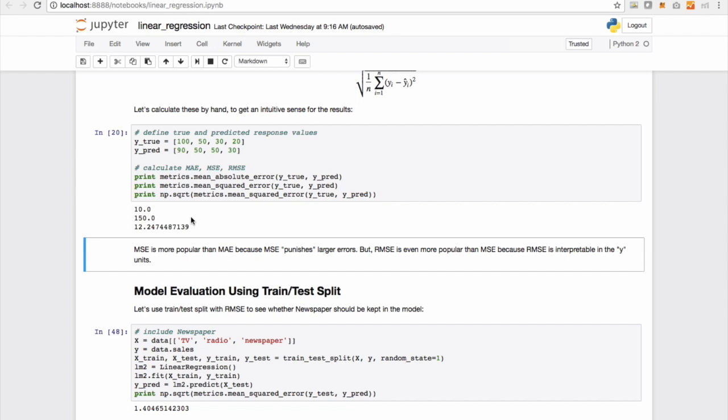But root mean squared error is even more popular than MSE because root mean squared error is interpretable in Y units.